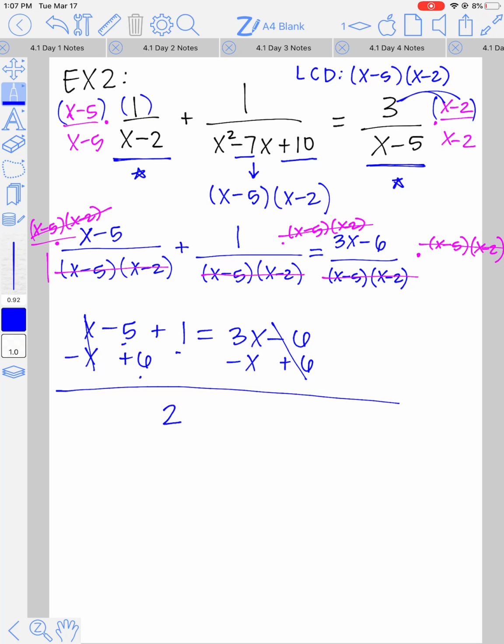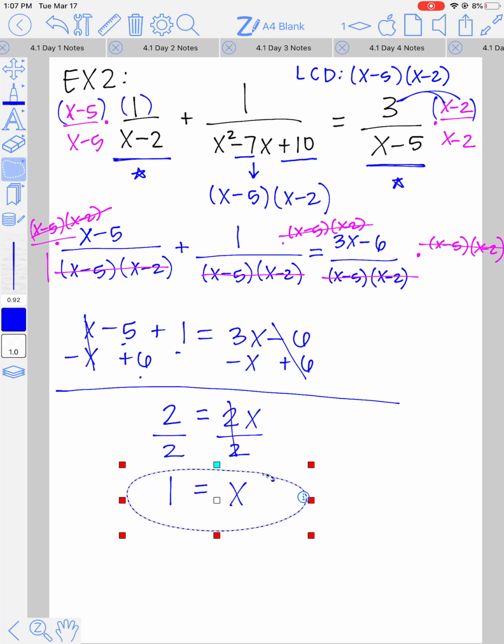-5 plus 1 will give me -4, plus 6 will give me +2. On the right side, I have 3x minus x, which will give me 2x. Okay, again, we're just solving for x. All I need to do is divide both sides by 2. That'll cancel the 2 out on the right side of my equal sign. So on the right side, I'm just left with x. On the left side, I'll have 2 over 2, which is the same thing. You can write that as 1. So that is our answer for example 2. X equals 1.